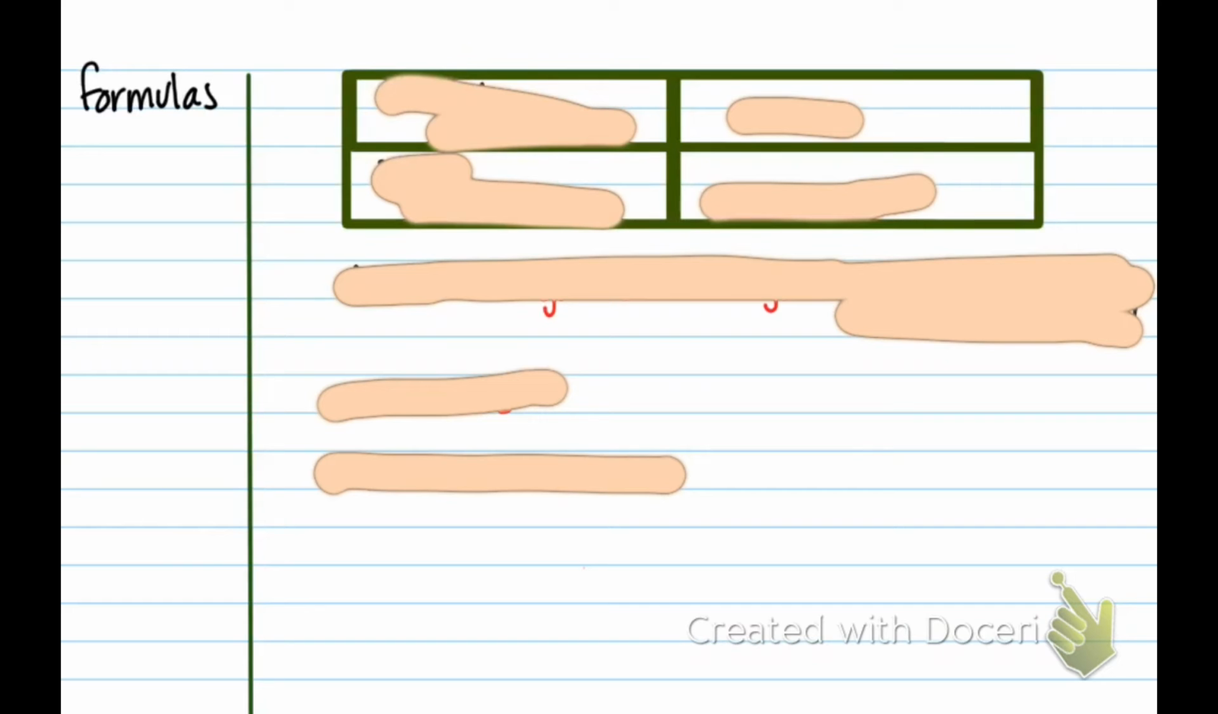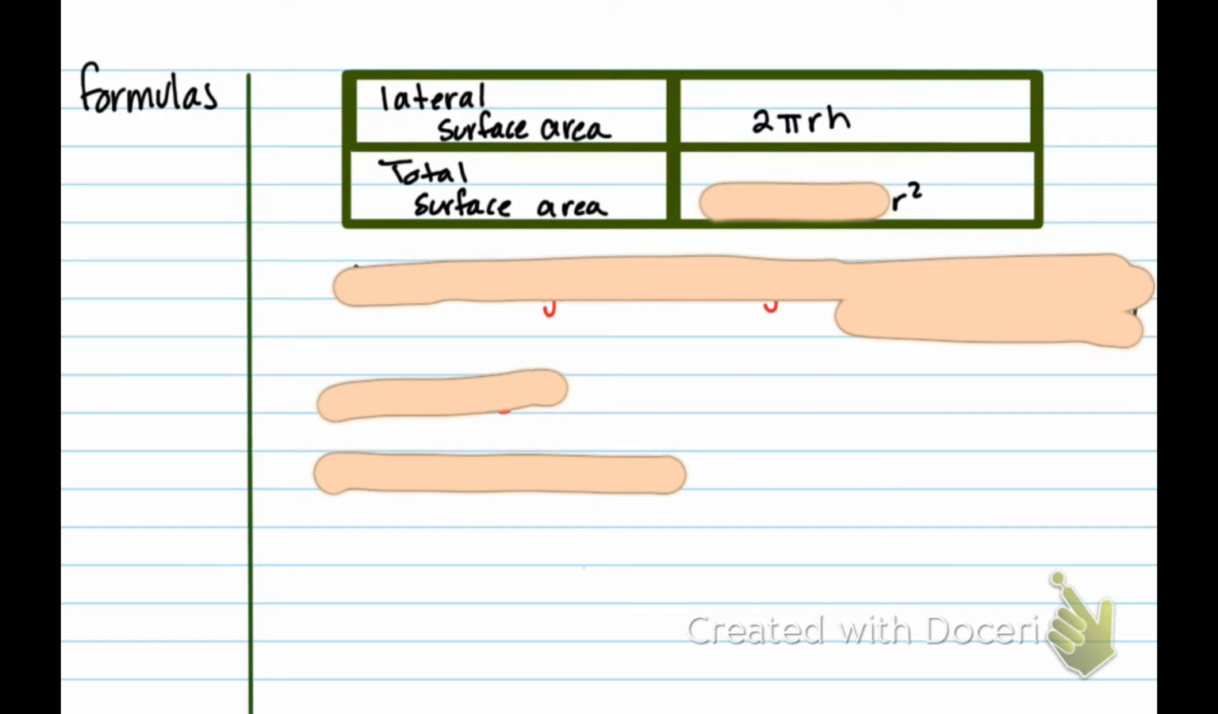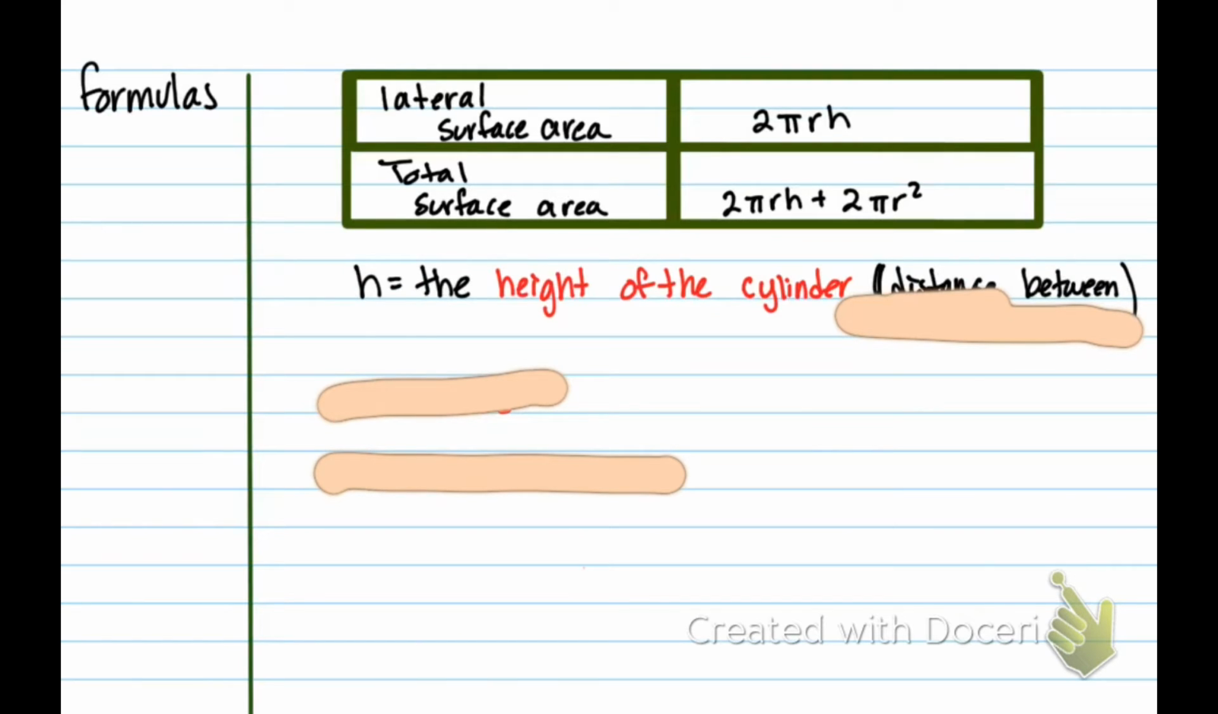We are going to talk about the formulas first. So first we have our lateral surface area, and that is going to be 2 pi r times h. And our total surface area is going to be 2 pi r times h plus 2 pi r squared. Okay, and so we know h is going to be the height of the cylinder, which is the distance between the circular bases.